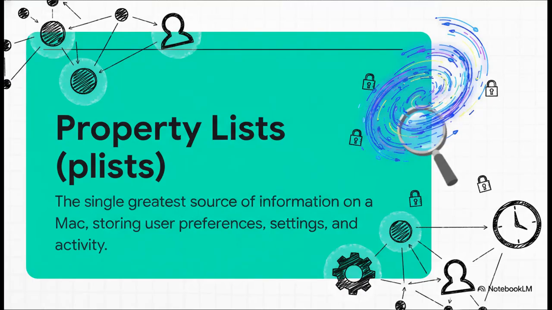If there's one thing you need to remember about Mac forensics, it's this: property lists, or PLISTs for short. These files are the digital diaries of a Mac. They record user preferences, application settings, and most importantly, a detailed log of recent activity. They are an absolute goldmine of evidence.